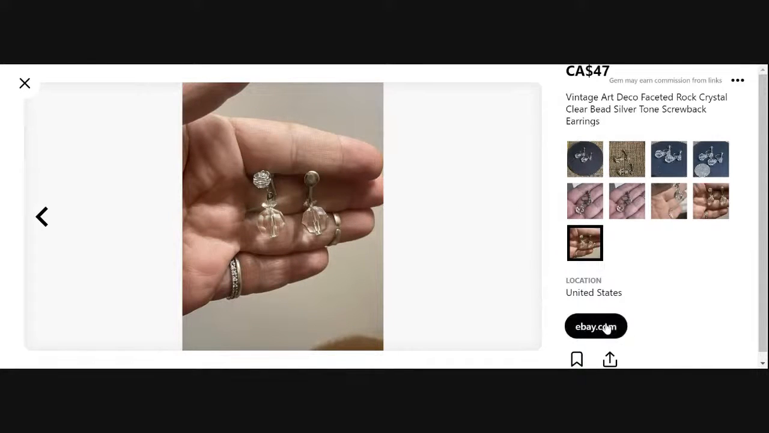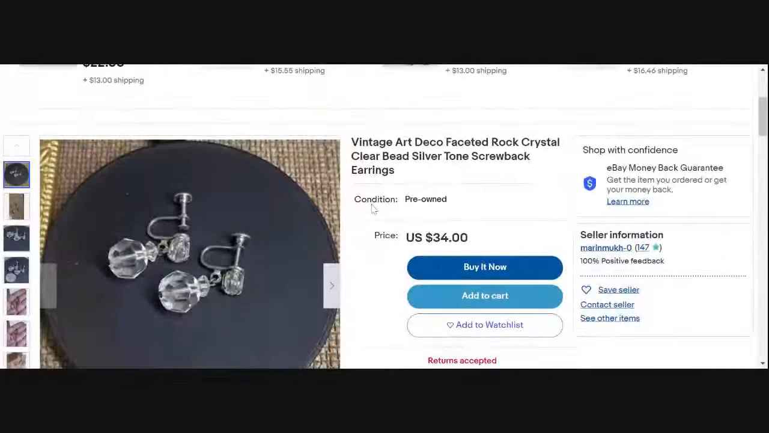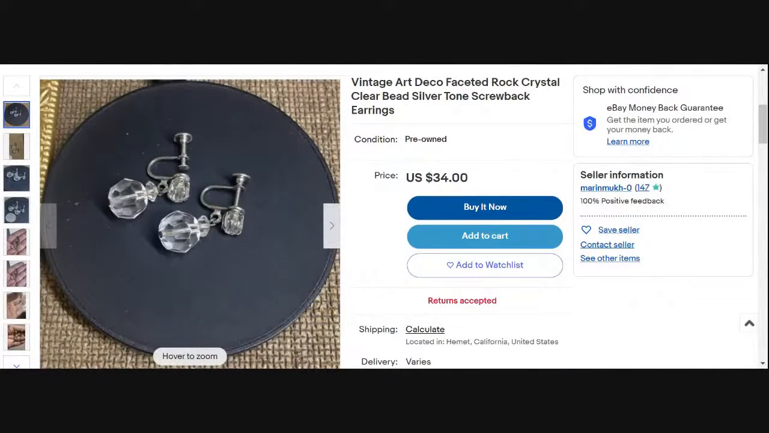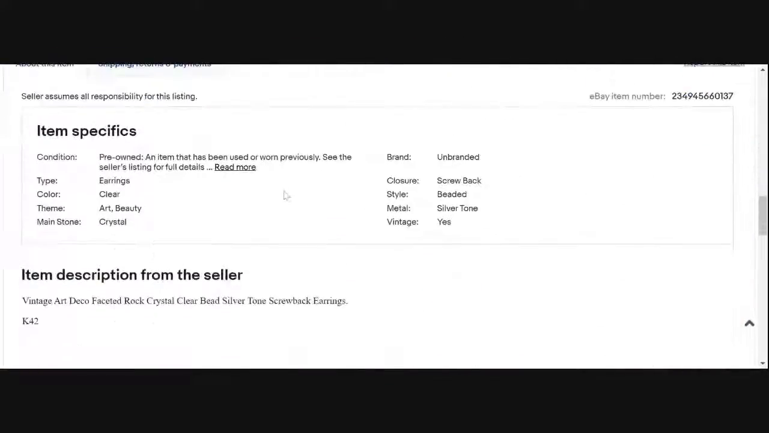Let's go to the listing itself. Allow me to stop sharing and start again. It's a lot of clicking. I hope I'm not making anybody dizzy. I apologize if I am. Okay, here we have it. Vintage Art Deco faceted rock crystal clear bead silver tone screwback earrings. And we're scrolling down to see what they say.